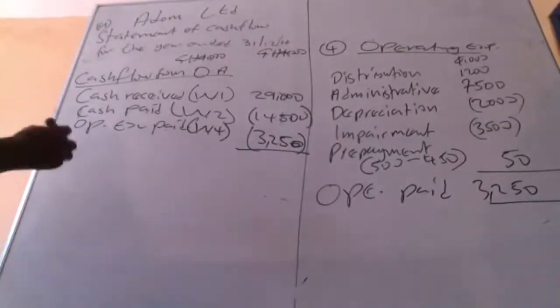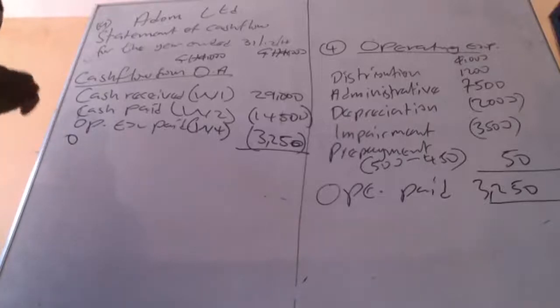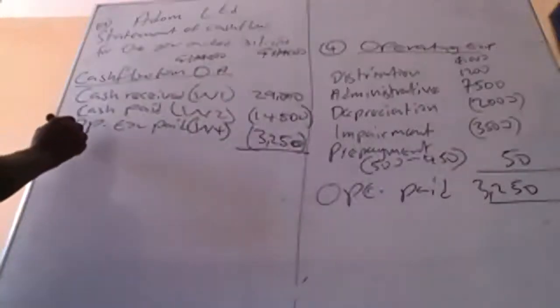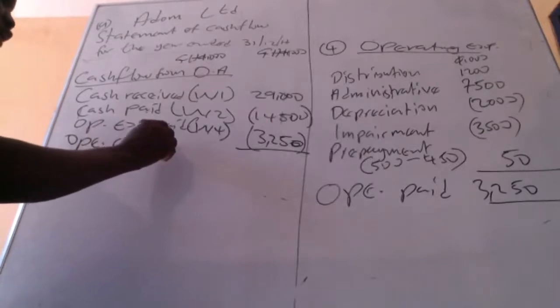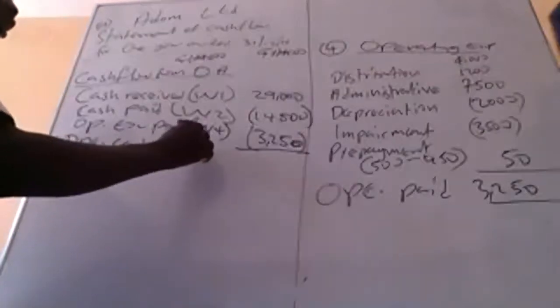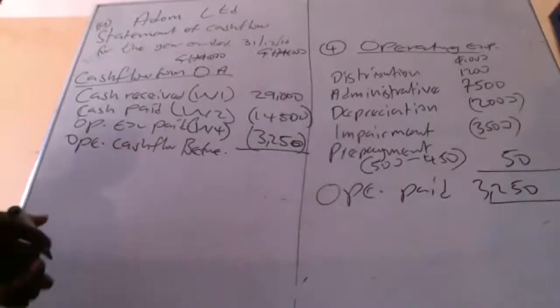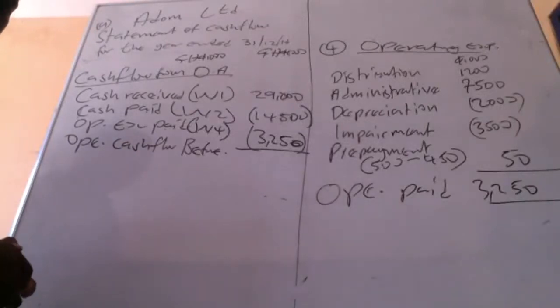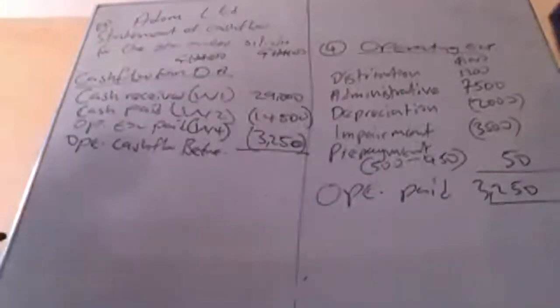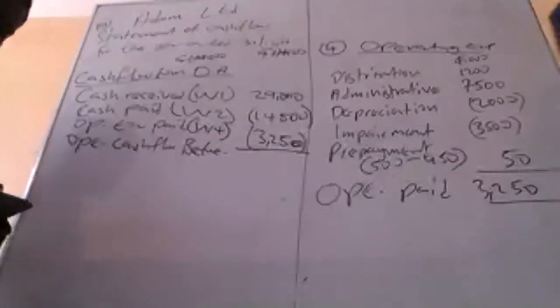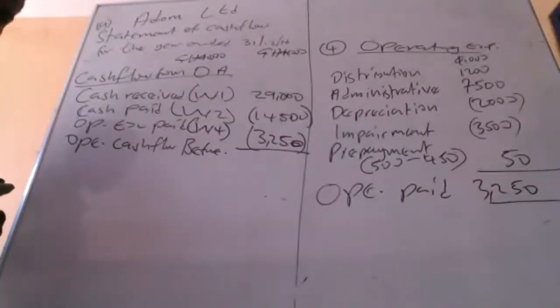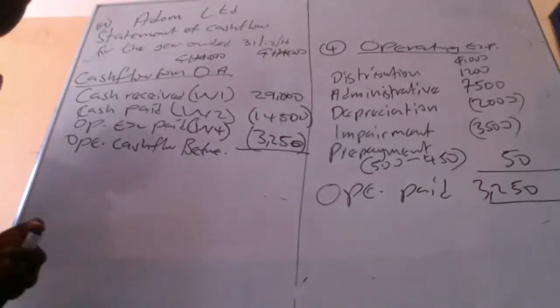So we call it operating cash flow before what? Interest and tax. So operating cash flow before interest and tax. What's the answer? What do you get? If your answer is ready, you can share it with me. So that is it.